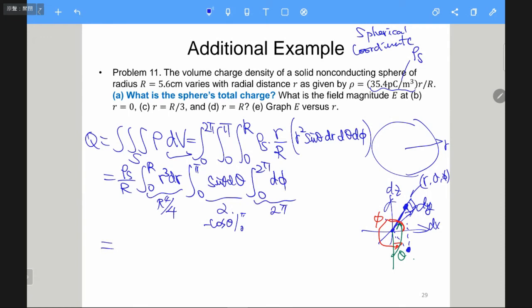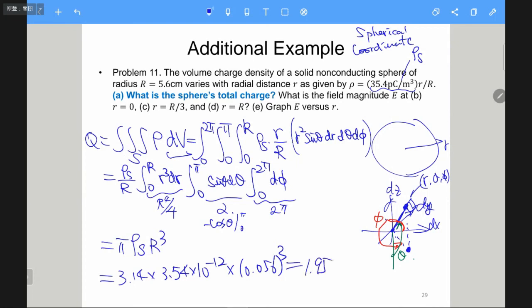So finally, we have pi rho S R cubed. And when we plug in the values, we have 3.14 times 8.85 times 10 to the minus 12 times 0.056 cubed, which is the radius of this sphere. So it is 1.95 femtocoulomb.